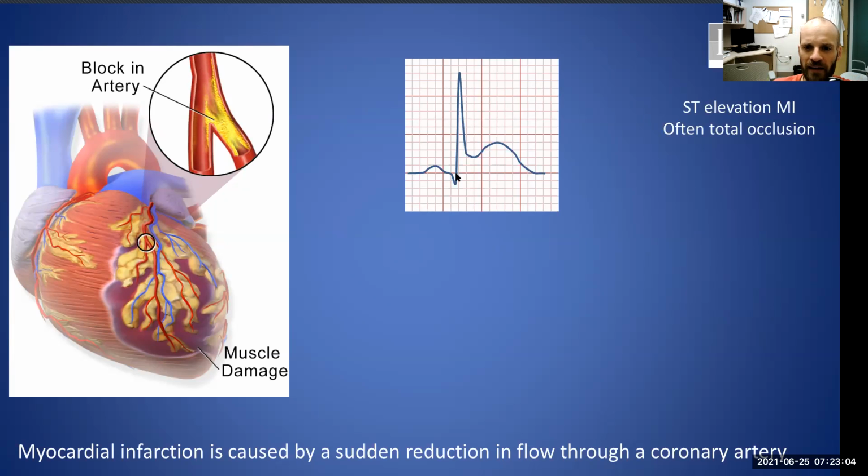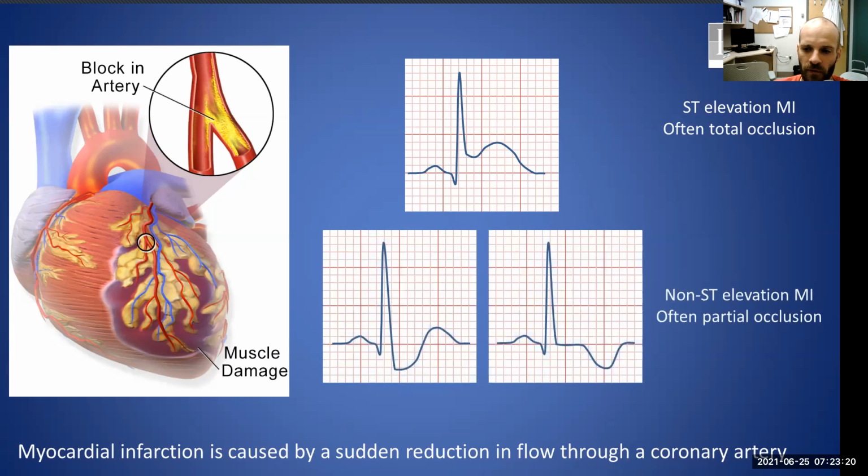So if you get ST elevation, then often that means that a major artery has become completely blocked. It's often a total occlusion, and we'd call that an ST elevation myocardial infarction. It looks like this with an elevated ST segment.